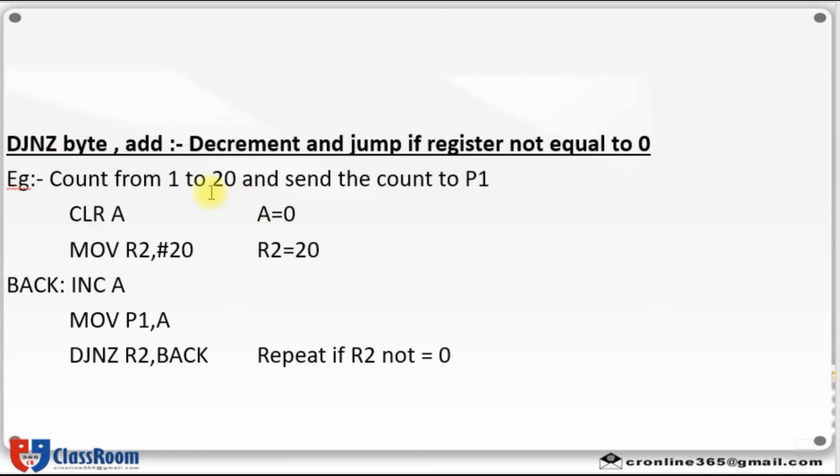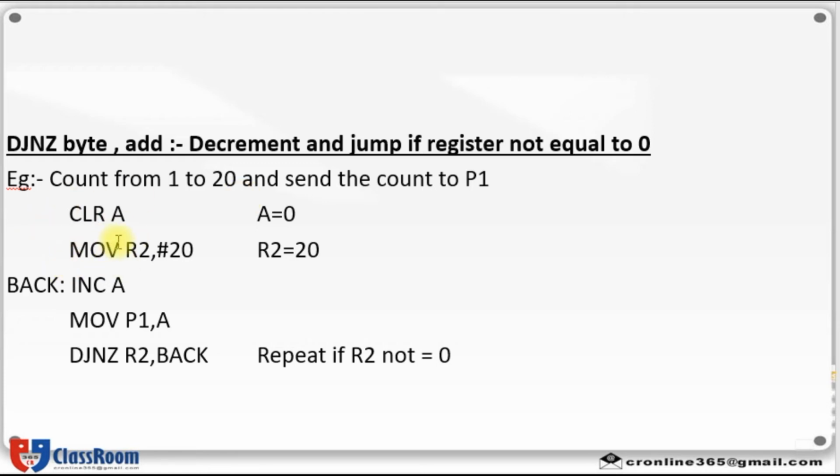For writing this program, first we want to clear accumulator. So by using the instruction CLR A, accumulator content is cleared. So accumulator value becomes 0. By using this accumulator only, you can send value to port 1. That's why we are first clearing this accumulator. Then you have to count from 1 to 20. So you have to set a counter. You can use any of those registers ranging from R0 to R7 for this purpose.